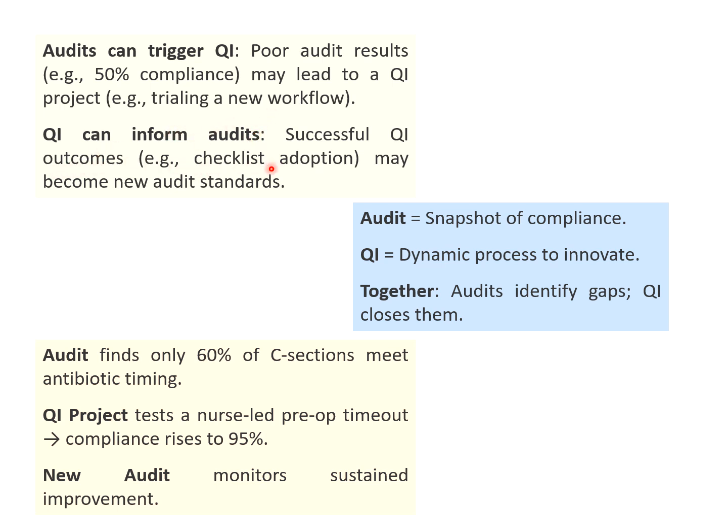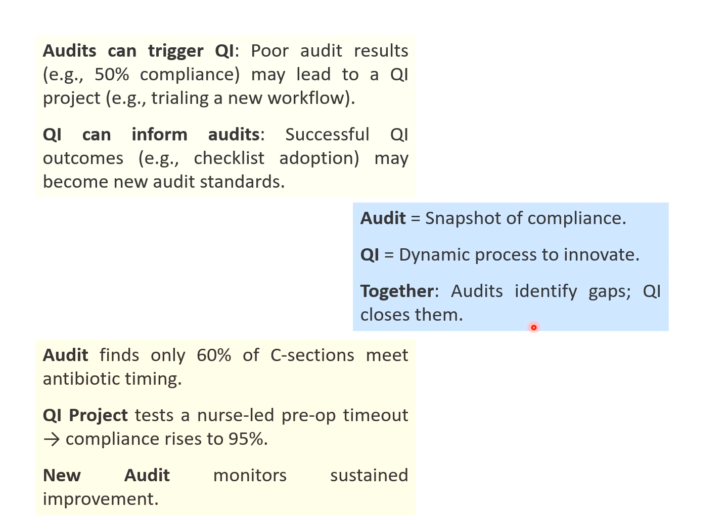QI can inform audits. Yes, successful QI outcomes, for example, checklist adoption. You developed a checklist, and that checklist was adopted by the ward or a service. That is an example of a successful QI outcome, and it may become a new audit standard. That new checklist can be an audit standard, so you can compare your practices with it. Audit is a snapshot of compliance, while QI is a dynamic process to innovate. Together, audits identify the gaps while QI closes them. So they go hand in hand.